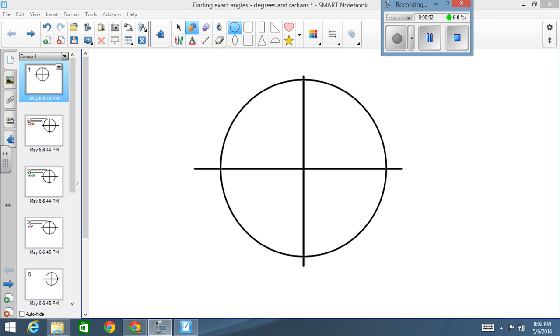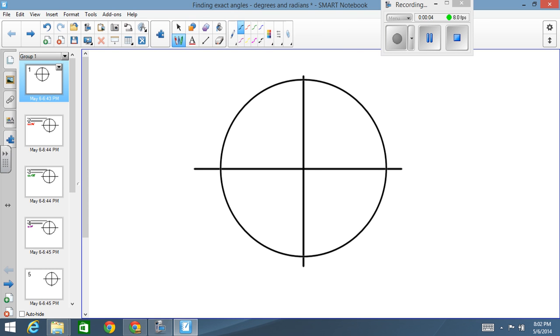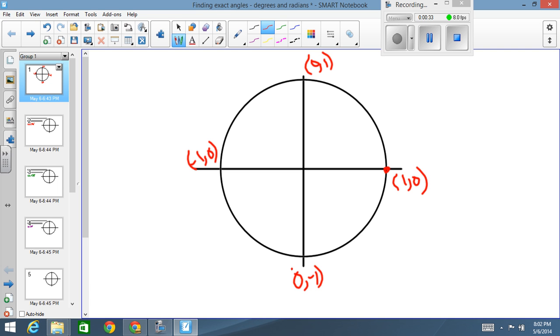Okay, so before we get started looking at some exact measures on the unit circle, let's do a quick little refresher of the unit circle, specifically talking about degree measures. So we know over here we have the point 1, 0. The reason it's called the unit circle is because we are 1 unit away from the origin. Up here we're going to have the point 0, 1. To the left we have the point negative 1, 0. And then down here we have the point 0, negative 1.